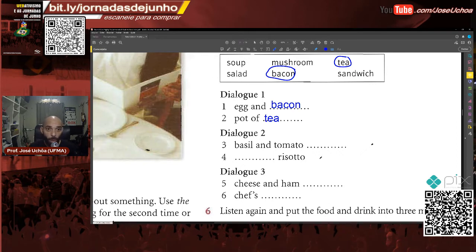For a starter, who wants basil and tomato? What? Yes. Soup. Okay, if you didn't hear that, if you didn't get it, go back in the video and listen again, okay? Basil and tomato soup. What kind of risotto does he want? So pay attention when he says the word risotto and guess what kind of risotto that is. Not guess, distinguish.